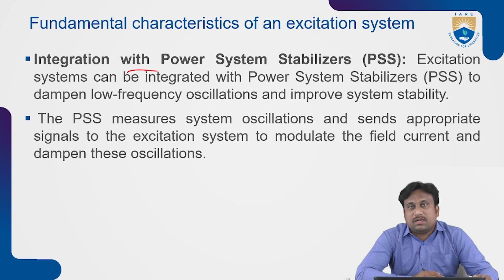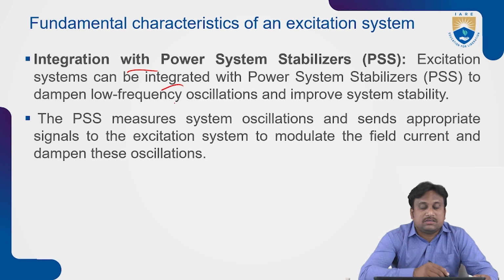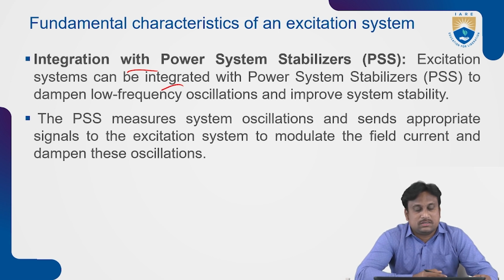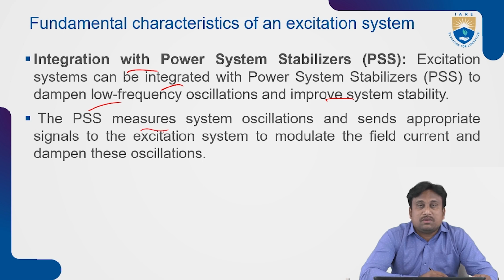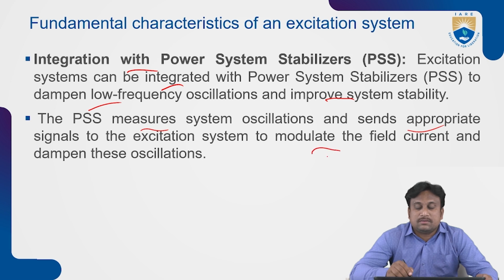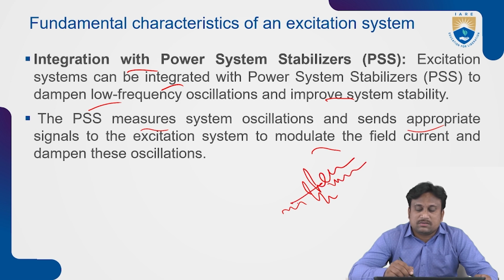Integration with power system stabilizers. What is integration with power system stabilizers? Excitation systems can be integrated with power system stabilizers, or PSS. This dampens low frequency oscillations and also improves system stability. The PSS measures the system oscillations and sends appropriate signals to the excitation system, which modulates the field current and dampens the oscillations at the particular frequency. These oscillations may happen frequently in the system response.